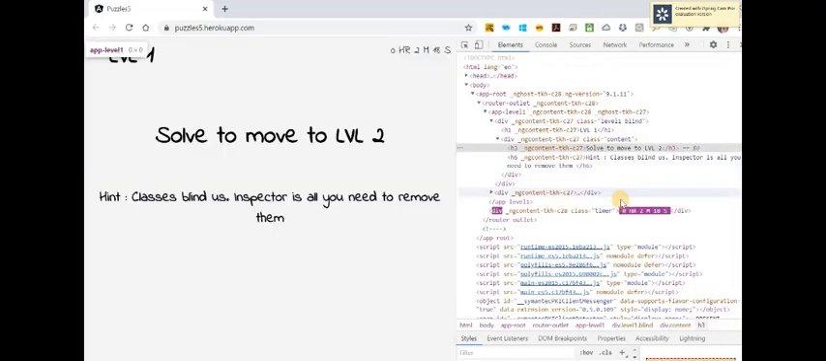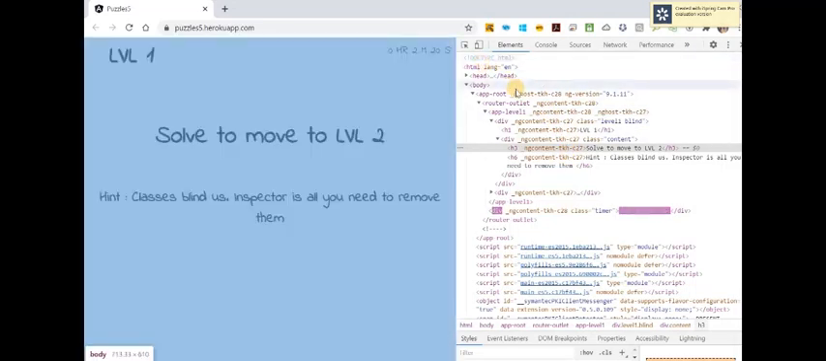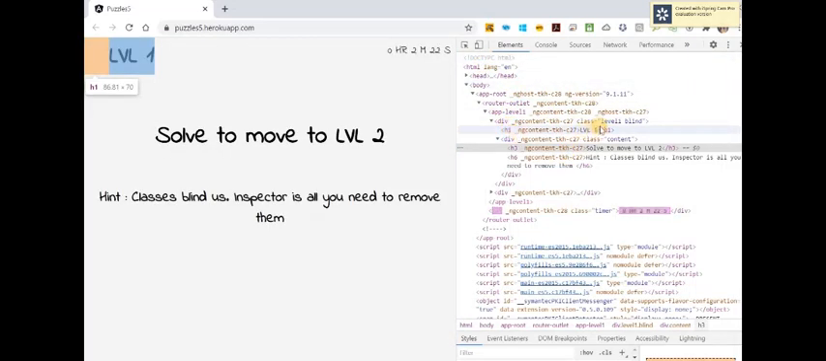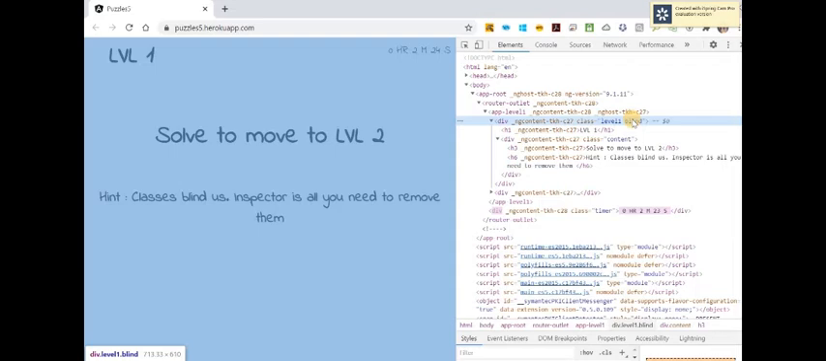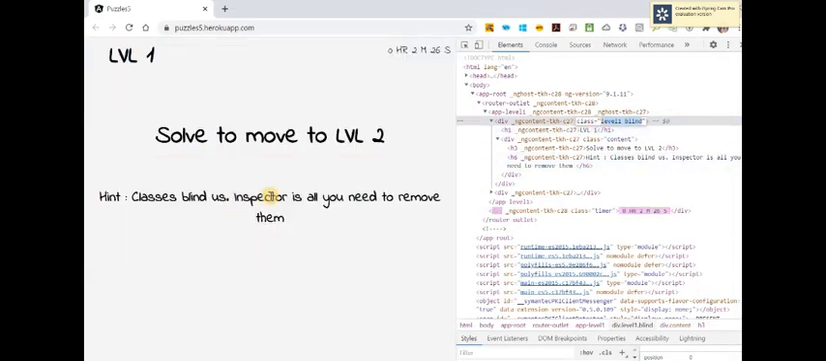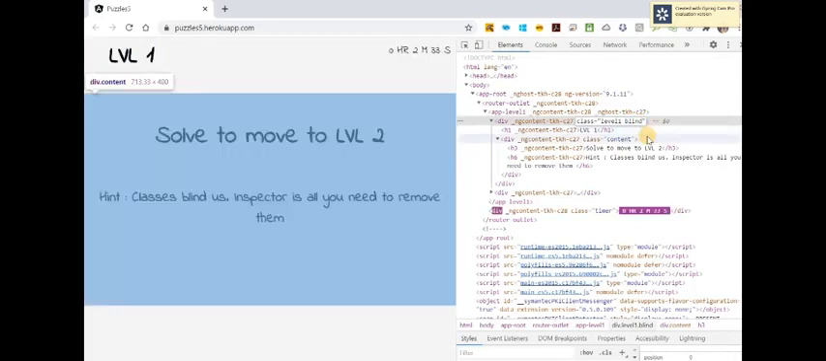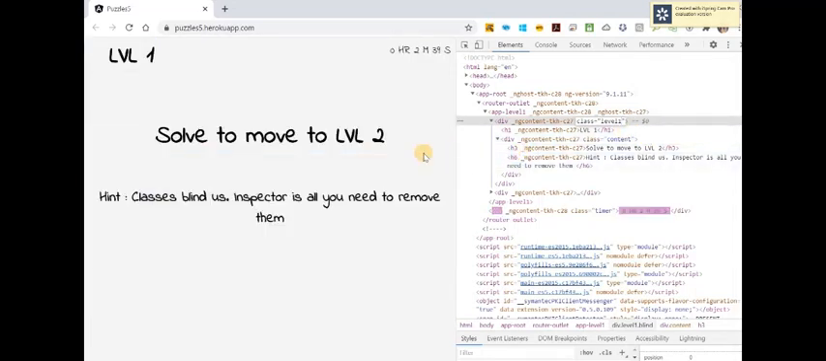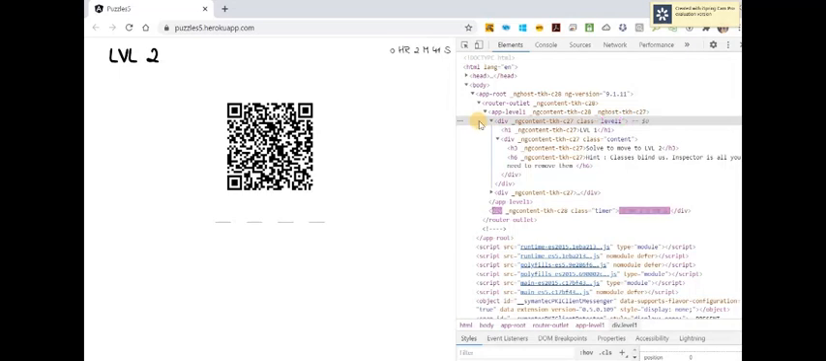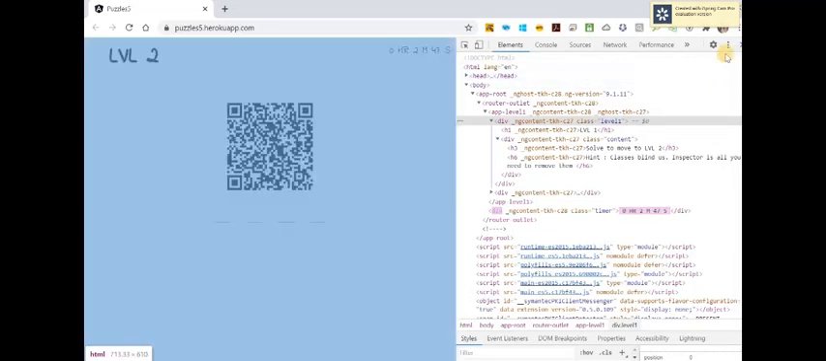If we check the whole inspect element, we find a blind keyword, and it's a class. Yes, it's a class, so it blinds us. We can try it out by removing the word blind and pressing enter. Voila, we are moved to level 2. So this was the hint, and this is the exact direction in which you should think for level 1.